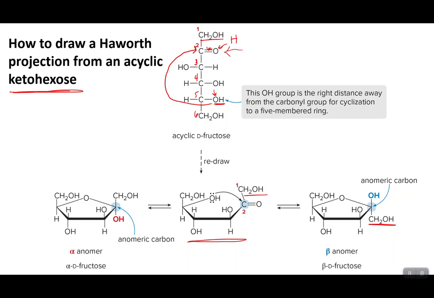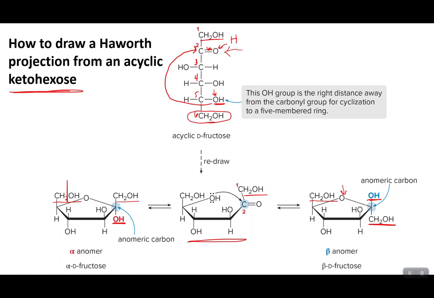And just like we did with the aldohexose, you can choose whether you want to draw the OH pointing up or the OH pointing down. If you draw it pointing down, then the CH2OH group has to go up and vice versa. Notice that there is another CH2OH group here, on this side to the left of your oxygen. Okay, so don't get confused between these two CH2OH groups.